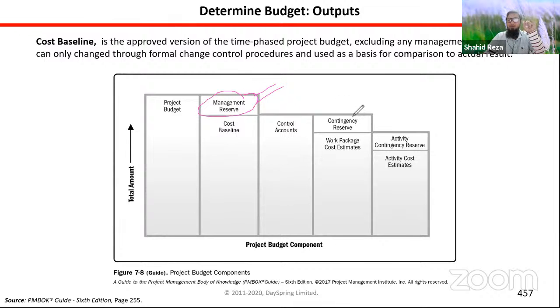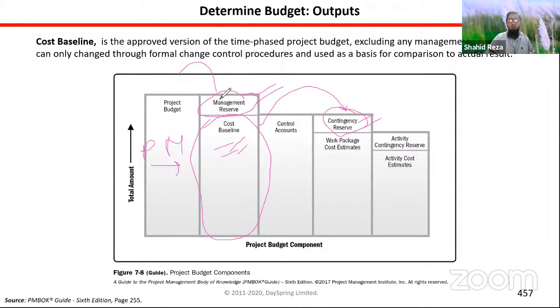But contingency reserve, the project manager has the authority to use it, because it is part of the cost baseline, and the project manager has the authority to use the cost baseline, which actually includes contingency reserve. So the project manager can use the contingency reserve because it is already approved by the management.